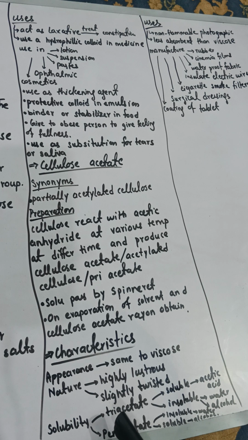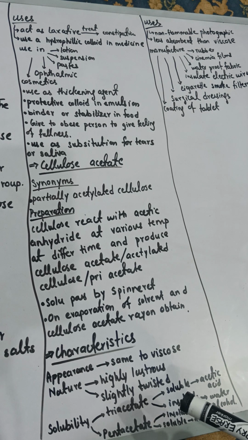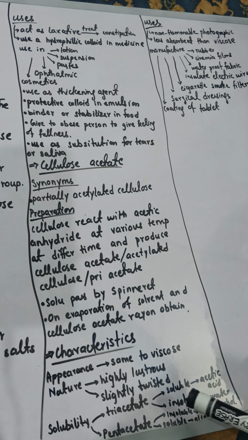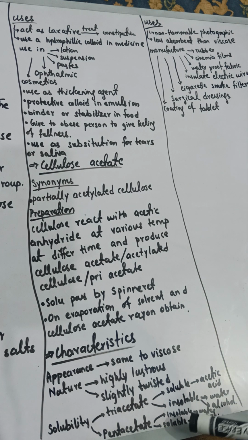Then if we discuss its solubility, triacetate means having three acetic acid groups. Now, this triacetate has a solubility pattern different from others. It is soluble in acetic acid, and it is insoluble in water or alcohol.